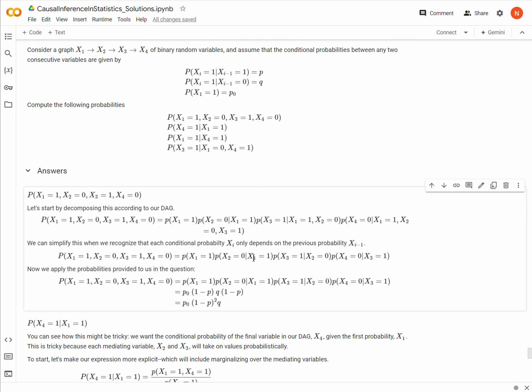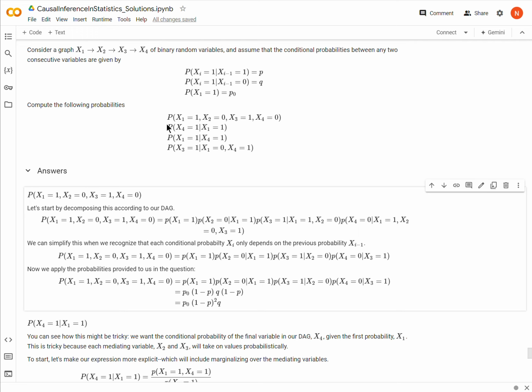And similarly for q, the probability that a variable equals 1 given that its predecessor was 0 is q. Then we have the probability that a variable equals 0 given that its predecessor equals 1. We've already seen that it's 1 minus p. Notice we have two 1 minus p terms, so we can just take 1 minus p squared. So there's that one.